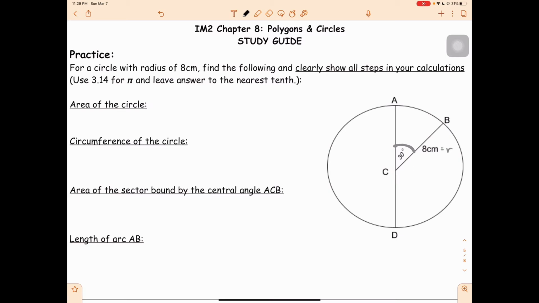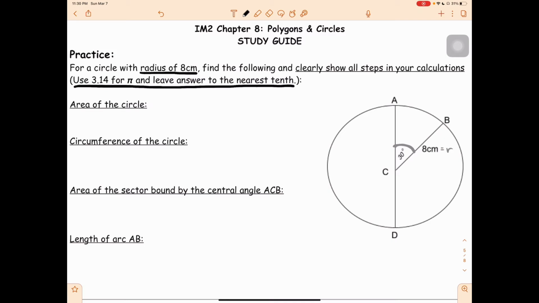So it says here, for a circle with radius of 8 centimeters, find the following and clearly show all steps in your calculations. Here it says use 3.14 for pi and leave the answer to the nearest tenth. That's really important that you pay attention to, because whether you round pi to 3.14 or just use the pi button, you will get a slightly different answer. So you always want to read the instructions and make sure you follow those.